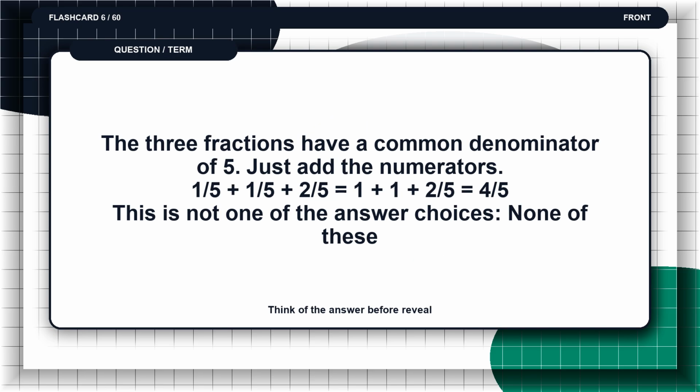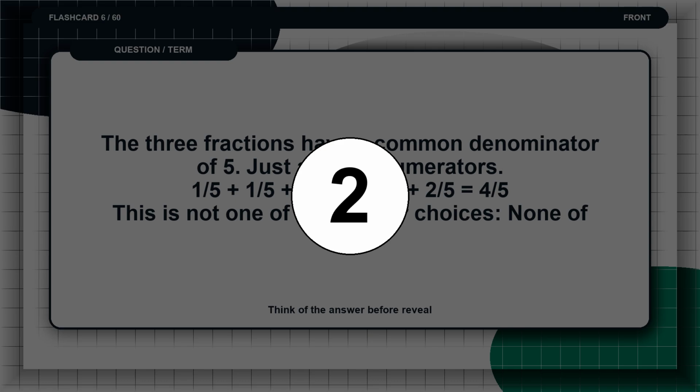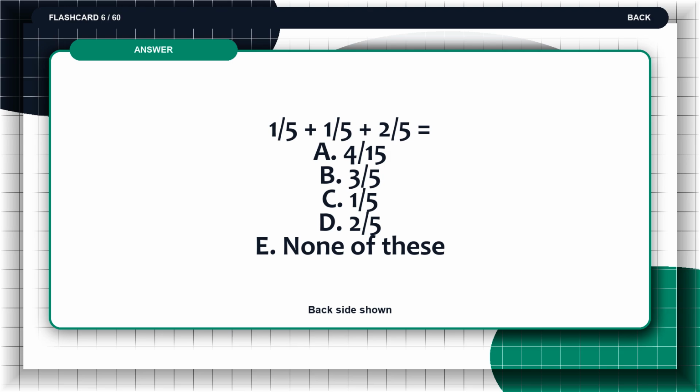Flashcard 6. The three fractions have a common denominator of 5. Just add the numerators. 1/5 plus 1/5 plus 2/5 equals (1 plus 1 plus 2)/5 equals 4/5. This is not one of the answer choices. Think of the answer before the reveal. The answer is: 1/5 plus 1/5 plus 2/5 equals A. 4/15, B. 3/5, C. 1/5, D. 2/5, E. None of these.